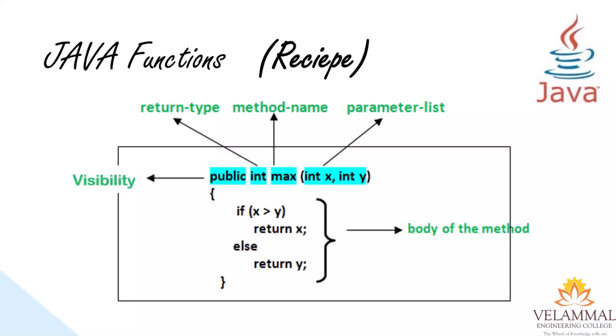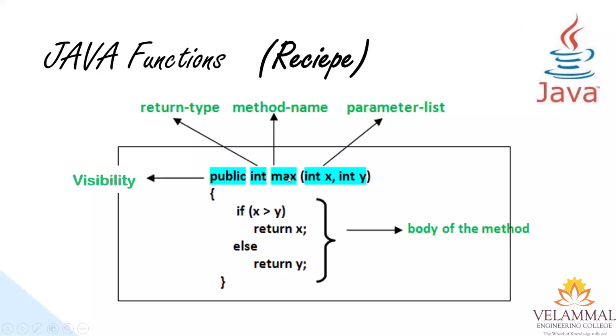So now, for time's sake, just consider this one. Method name is max. If you see inside this part, the body of the method, you will see something like if x is greater than y, return x. That is, if the value of x is greater than y, if the condition is true, it returns x. Else, if the condition is false, it is going to return y.